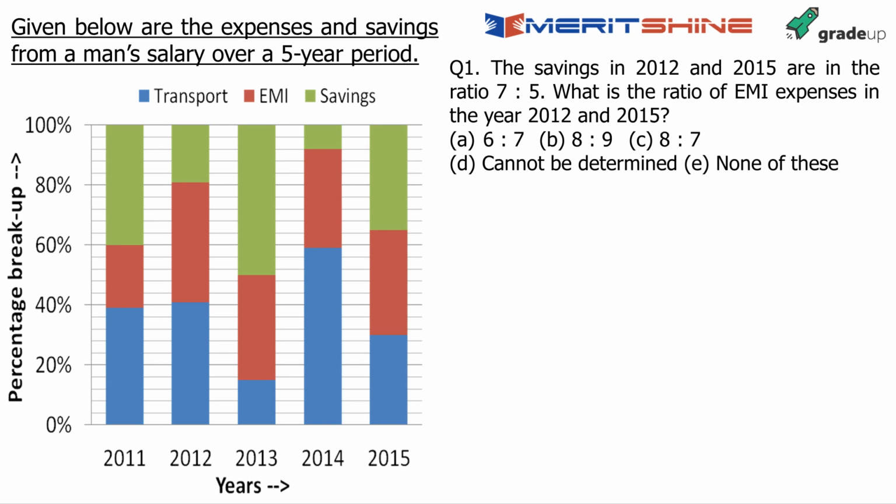We are talking about 2 years here: 2012, which is this bar, and 2015, which is this bar. These are the two bars that I am talking about. The savings in 2012 and 2015: savings is this green part here, and savings here is this part. What we need to calculate is the ratio of EMI expenses in the years 2012 and 2015. EMI expenses here would be this part, and here it is this part.